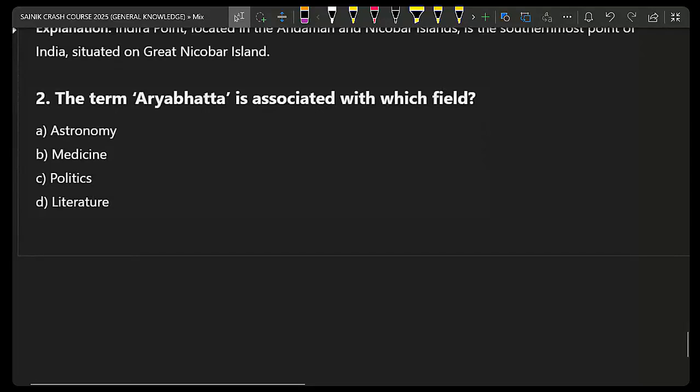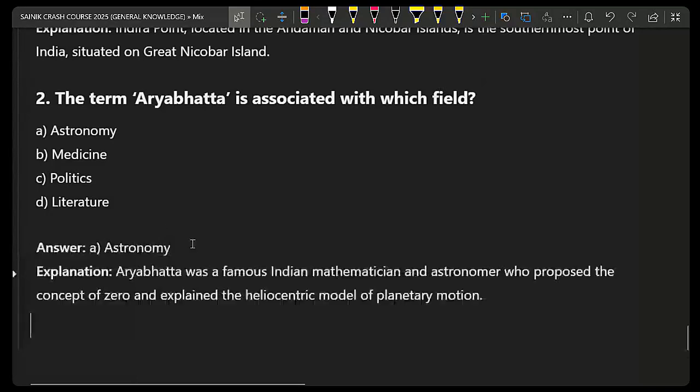One vote for option D, literature, wrong answer. Two votes each for medicine and politics, wrong answer. And 8 students voted astronomy, which is the correct answer. Aryabhatta was a famous Indian mathematician and astronomer who proposed the concept of zero and explained the heliocentric model of planetary motion. Next question.